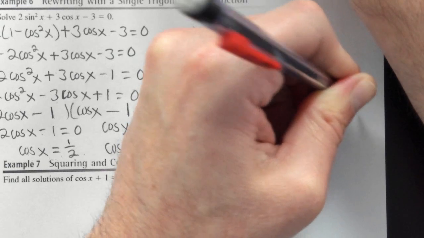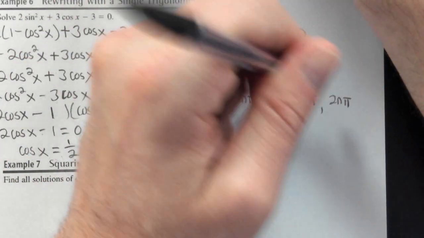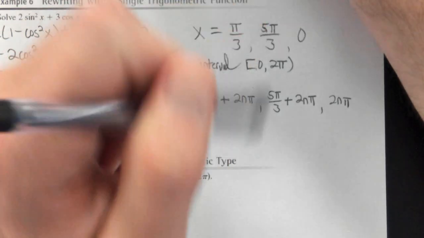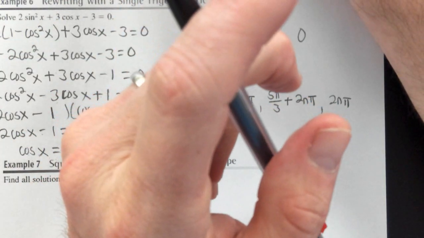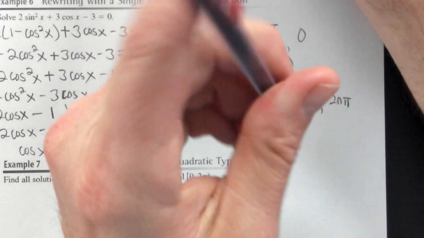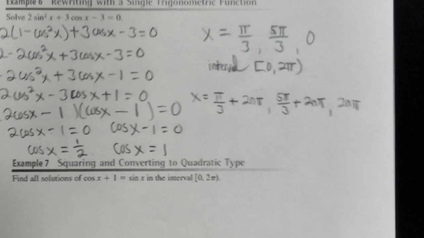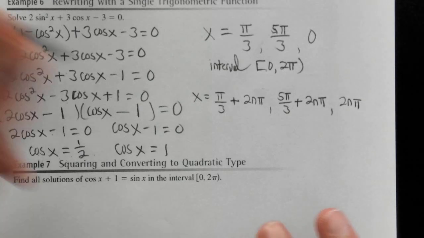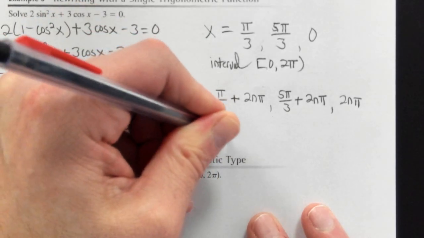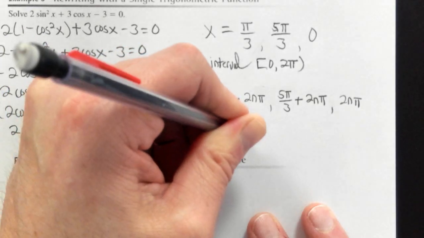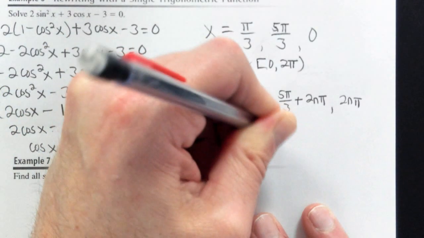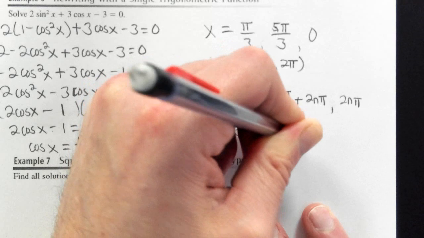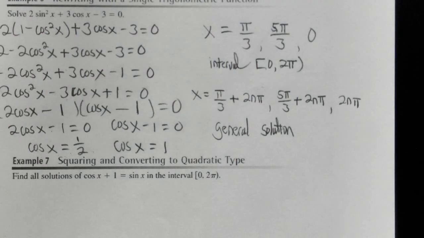But if you wanted to keep the form and make sure that you emphasize the fact that 0 is the interval solution, you could write it as 0 plus 2n pi. That's fine as well. Either one will work. Let me see. What else we got here? That's it. That's the general solution. All right, so there you go.